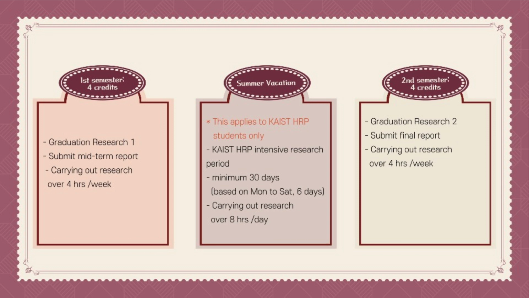These are the things that you need to do during the graduation research in your third year. In the first semester, you need to do graduation research 1, submit a midterm report, and carry out the research for about 4 hours per week. On summer vacation, this only applies to the students who applied for KAIS HRP. You'll do an intensive research period with a minimum of 30 days, not including Sunday. Also, you need to carry out the research about 8 hours per day.